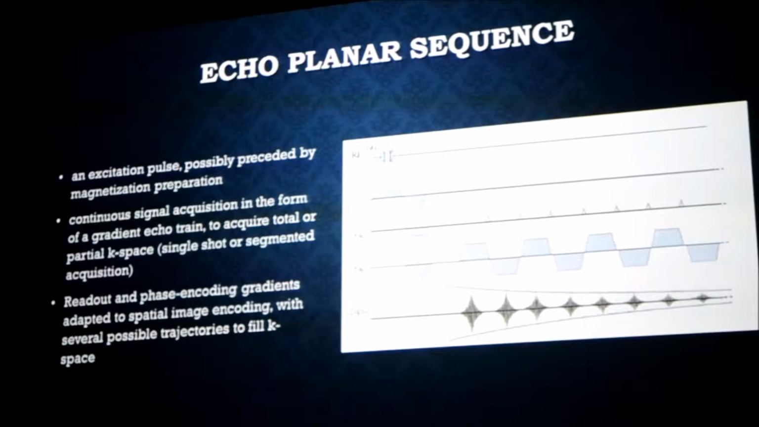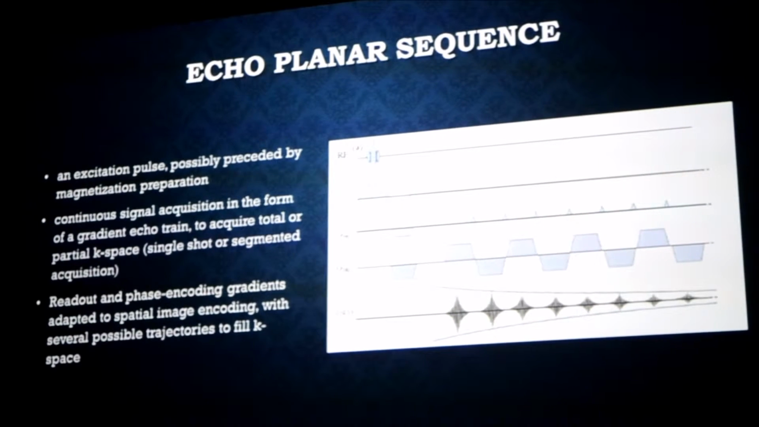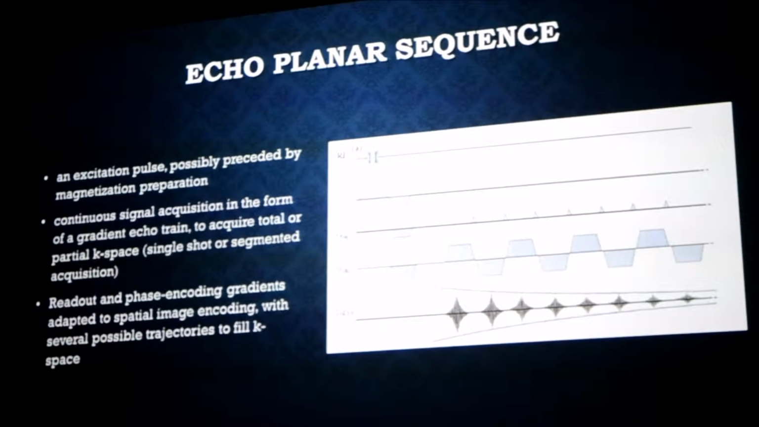In an echoplanar sequence, we apply a single excitation pulse. After this selective excitation pulse, we apply a phase encoding gradient pulse, which is very strong, and then we apply small blips of this phase encoding pulse along with the readout, first in the positive direction and then in the negative direction, and acquire the whole K-space data in a single shot or in multiple shots.